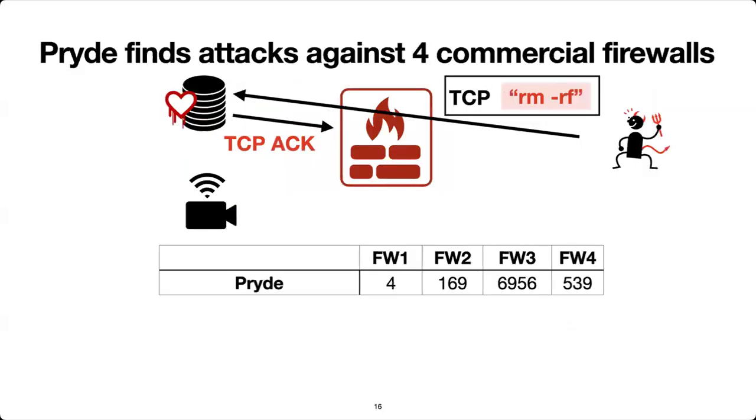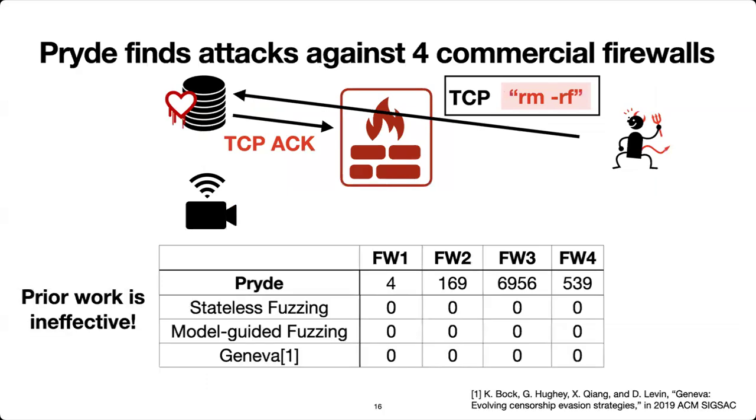So Pryde is able to find attacks against all of these four commercial firewalls. And here attack success is defined as the attacker being able to send malicious data to the victim and the victim responding with a TCP ACK. Prior work and strawman solutions are actually ineffective at finding attacks against any of these firewalls.